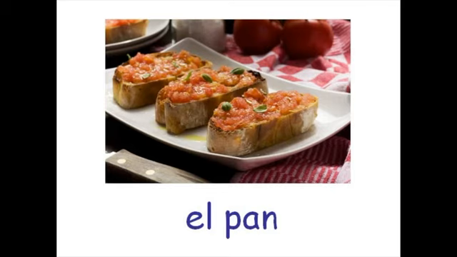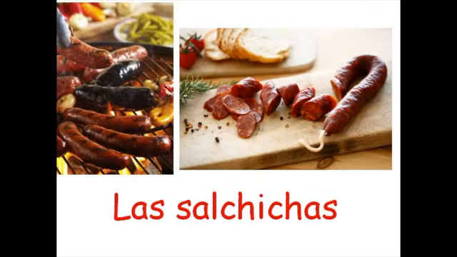El queso, cheese, manchego. This is a very popular Spanish cheese. Quite hard, quite salty, very tasty. El pan is bread. Now this is quite a popular breakfast dish actually, pan con tomate, tomatoes on bread with a bit of olive oil and garlic, very tasty. And another Spanish dish you might be familiar with, or Spanish food, is las salchichas, sausages, but this one in particular, el chorizo sausage.